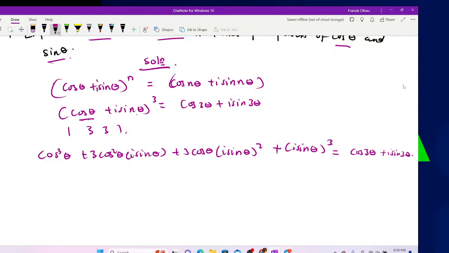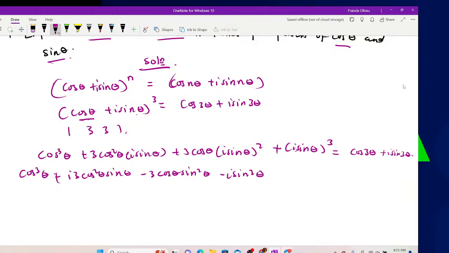At this point, let me simplify further. So I have cos cubed theta, plus now I'll have i3 cos squared theta sin theta. In this place, i squared will be negative 1, right? So I have negative 3 cos theta sin squared theta. Then this side will give me i cubed is negative i, so minus i sin cubed theta.